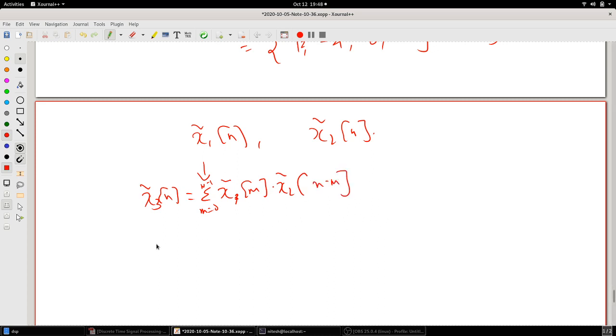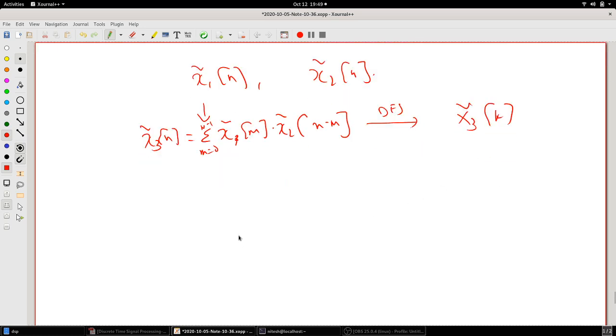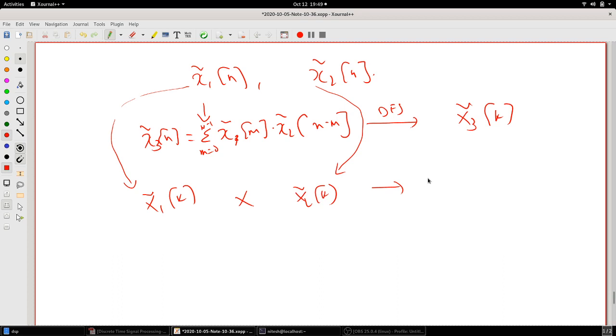Okay, you found this. Then you took the DFS coefficient, defined the DFS of this, which is x3 tilde of k. You got this. Now, separately, to prove the product, you found x1 tilde of k and you found x2 tilde of k. You multiplied the two and got x3 prime tilde of k. These were equal.